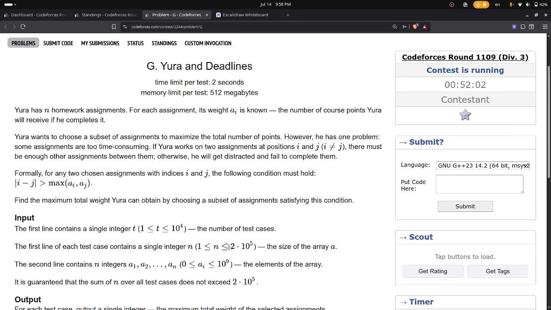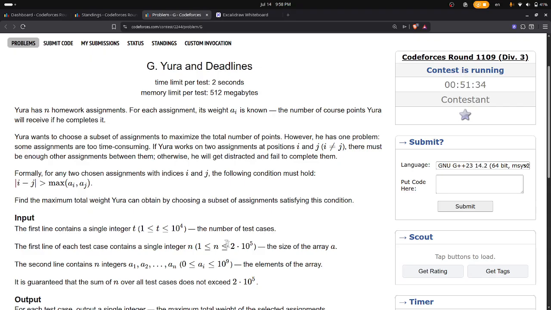Problem Z. Euro has n homework assignments. For each assignment, its weight a_i is known. The weight is the number of points Euro will receive if he completes it. Euro wants to choose a subset of assignments to maximize the total number of points.